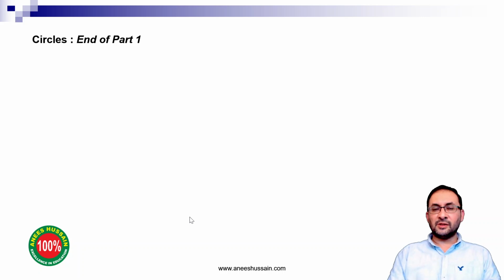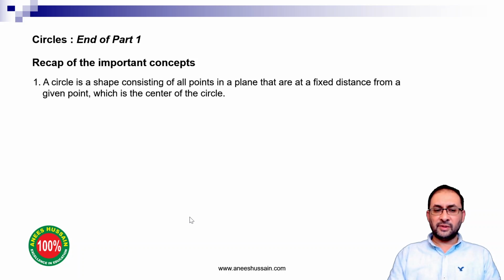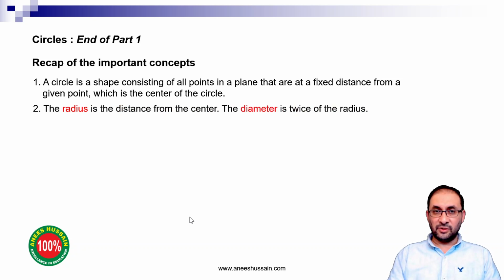And this brings us to the conclusion of part 1 of our discussion on circles. Let's do a quick recap of the important concepts we've learned in this particular video. Number 1, a circle is a shape consisting of all the points in a plane that are a fixed distance from a given point, which is the center of the circle. And the distance between the center of the circle and the circumference is known as the radius, and the diameter is twice the radius.